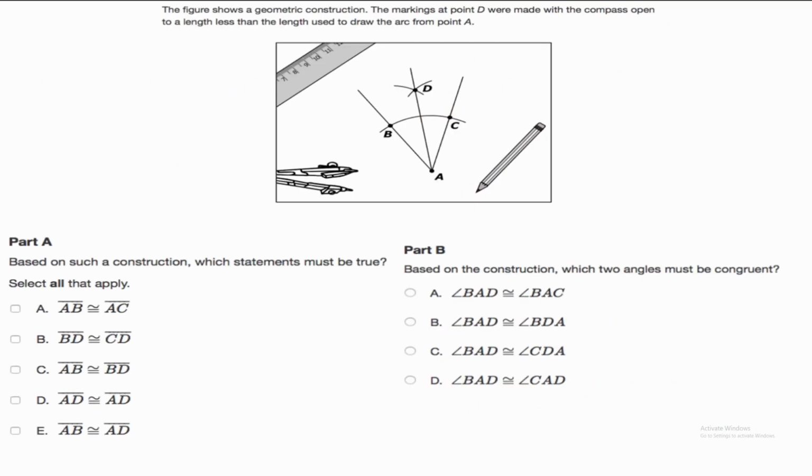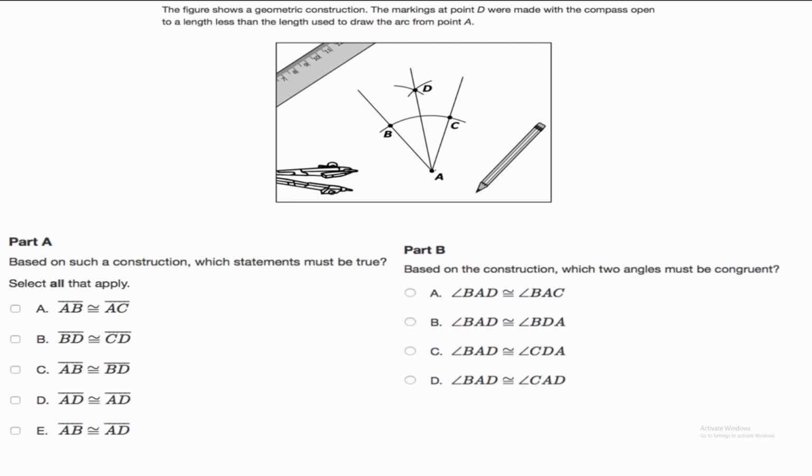This should look like a construction we just did earlier. It says the figure shows a geometric construction. The markings at point D were made with a compass open to the length less than the length used to draw the arc from point A. This is our angle bisector, which you saw earlier, right?